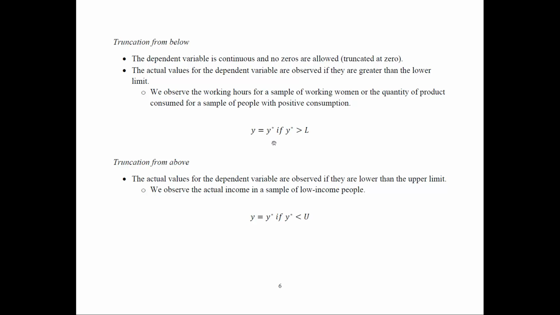And in this case, again, we won't have the zeros in the data. It would just be the positive numbers. With truncation from above, the values of the dependent variable would be observed if they are lower than the upper limit. So we would observe the actual income in a sample of low-income people. So if we say we're not going to have the rich people in our sample, we would only have people that have incomes less than $100,000, and we would observe their actual income, which would be equal to this y star, the latent variable.